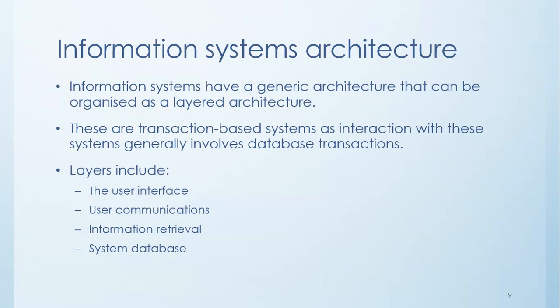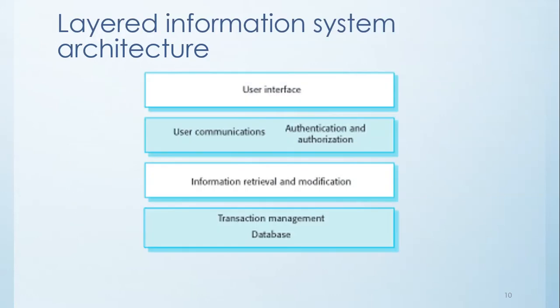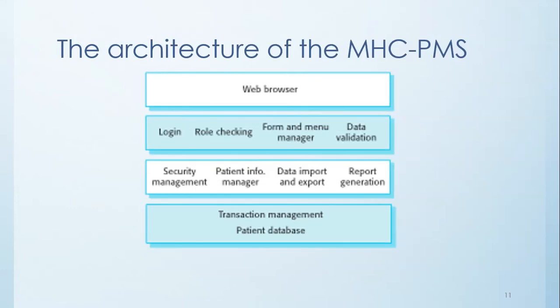So you also have things like information systems architecture, which you can organize as, say, a layered architecture. These are transaction-based systems, as interaction with these systems generally involves database transactions. Layers include, say, user interface, user communications, information retrieval, and system database. Here's an example of the layered information system architecture, where at the top you have a user interface, then below that the communications and authentication and authorization. Then you get on to information retrieval and modification, and finally you have transaction management and a database.